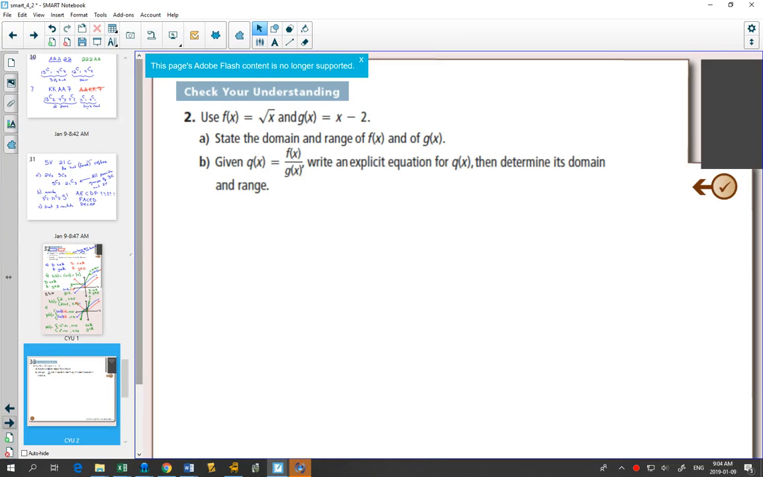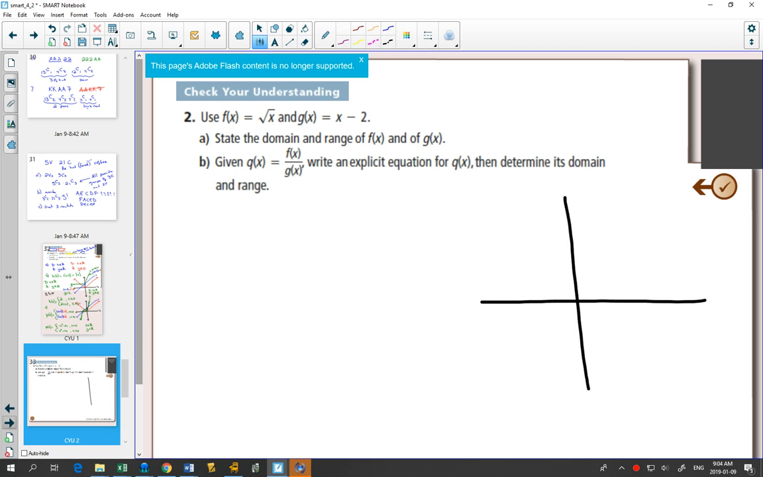f of x is the square root of x, and g of x is x minus 2. State the domain and range for f of x and g of x. So again, it's not a bad idea to just quickly sketch a graph of these. I will do f of x in blue. So from your transformations unit, you can quickly graph that function. And I'll do g of x, x minus 2 in red.